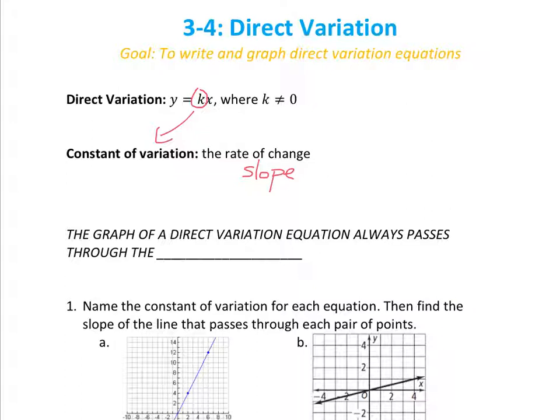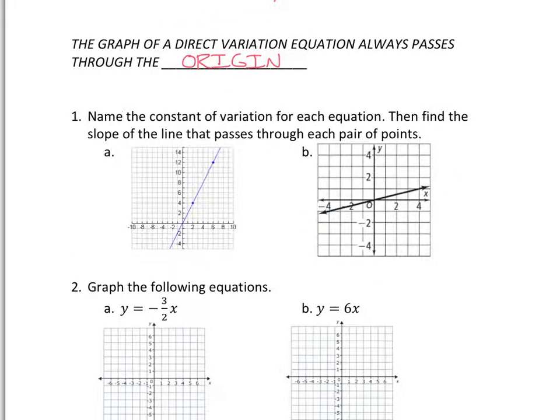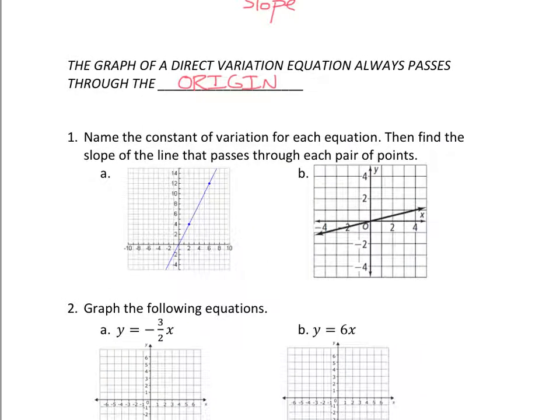Now the graph of a direct variation equation, because the y-intercept is 0, it's always going to pass through a specific point, and that point is the origin. Okay, so the origin, remember, is the middle point, the point 0, 0 of a graph. It's always going to go through that. All we have to figure out for a direct variation equation is the slope, or the constant of variation, or the rate of change.